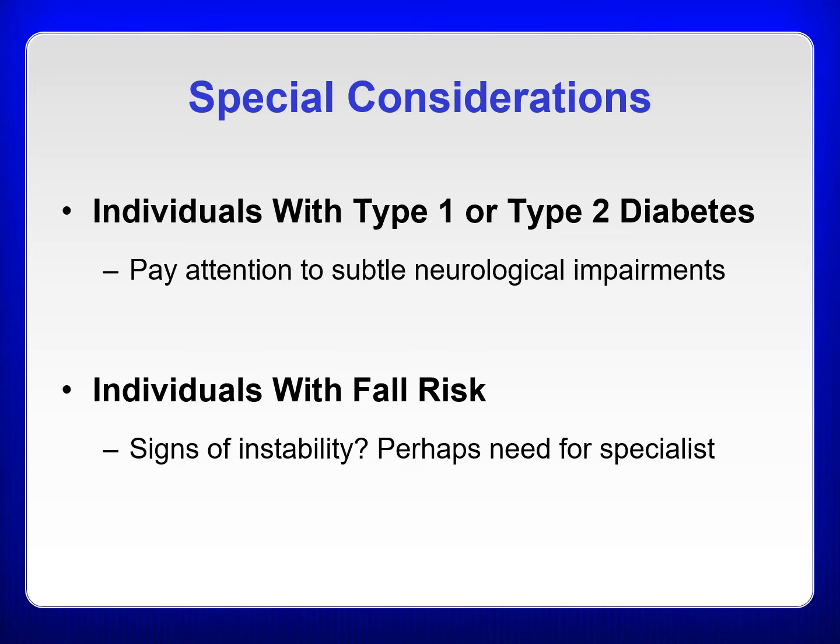You also want to be looking for signs of instability, where you review or watch a person walk and see if they are at risk for falling, and perhaps they need a specialist, or they just might need some leg strength and balance exercises. So the difference with chronic people that have a disease is that you're also looking at these other components about balance and fall risk.